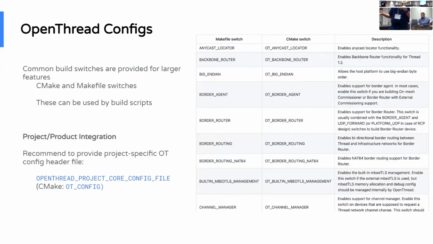The recommended, better model for a product or project is to have a custom project-specific configuration, and then there is a mechanism to say, I want to use this configuration header for my build. That would be the one that makes it clear what is being used for that product or platform.